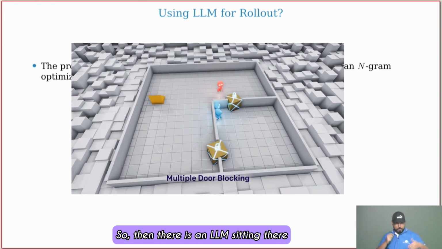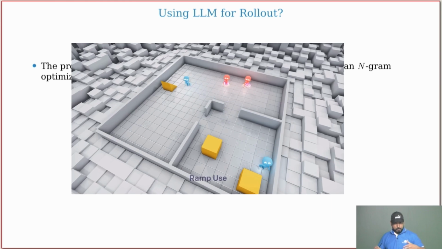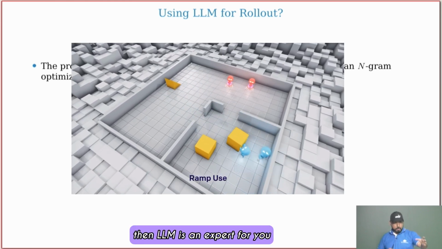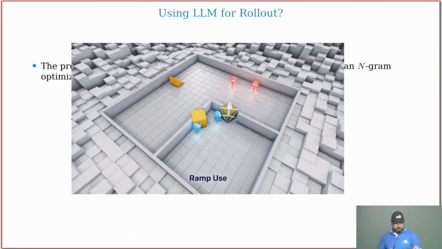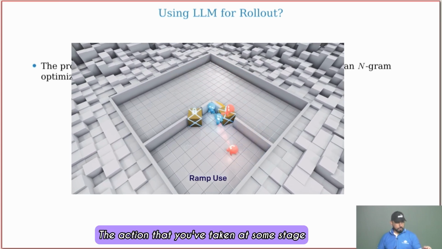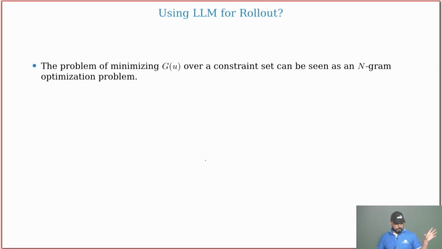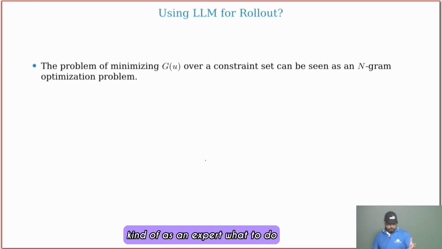So this will be a trajectory with the terminal state that I got caught after this many steps. Then there is an LLM sitting there, and you can describe this trajectory to it: these are the things I did, and this is how I ended up. Then the LLM is an expert for you. It says, no, you could have done something like this. This was not a good thing. The action that you took at some stage was not a good one; maybe move the block near the door. So this LLM is telling you, as an expert, what to do.